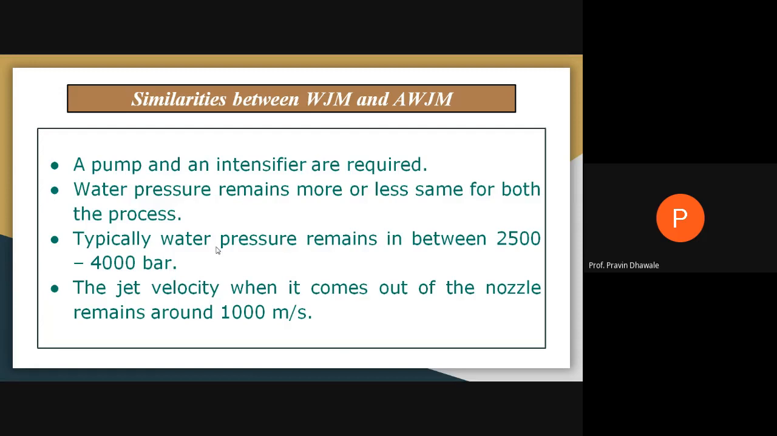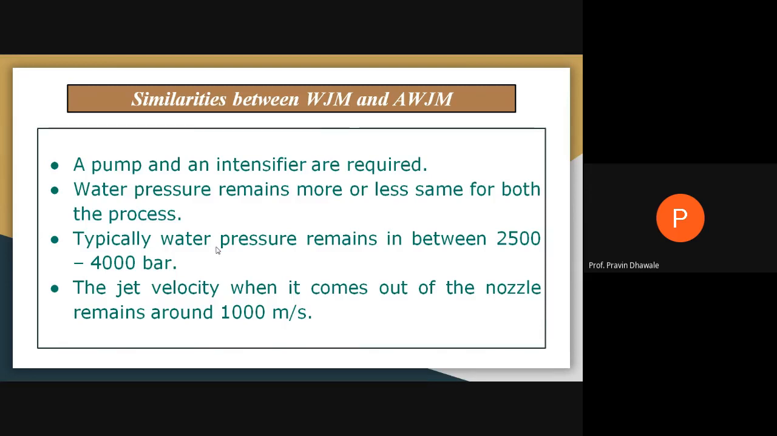Water pressure will remain more or less the same for both processes. Water jet machining is one part of the abrasive water jet machining. So we require the pressurized water. It may have a little bit more or lower range as compared to the specific water jet machining process. But for both processes, we require the water pressure. Typically, that range of water pressure may vary between 2500 to 4000 bar in both the cases.